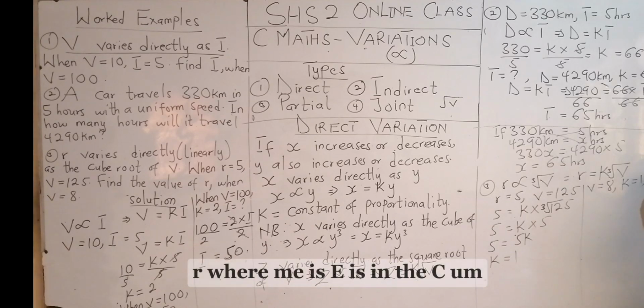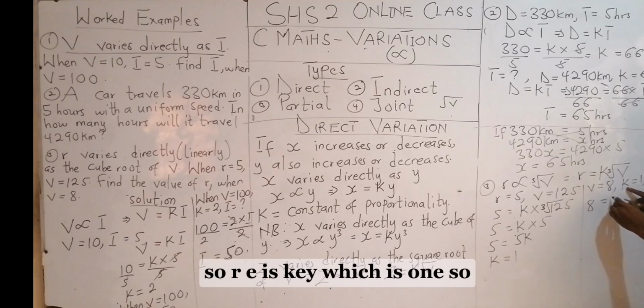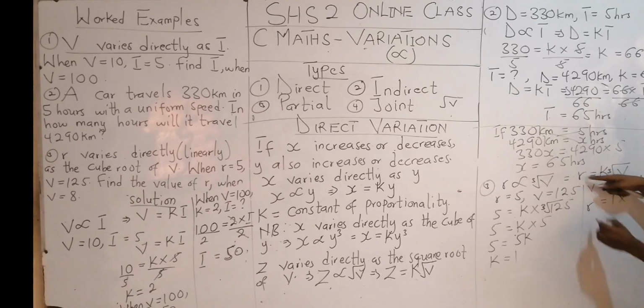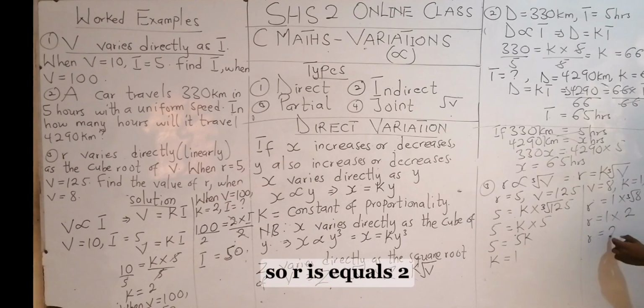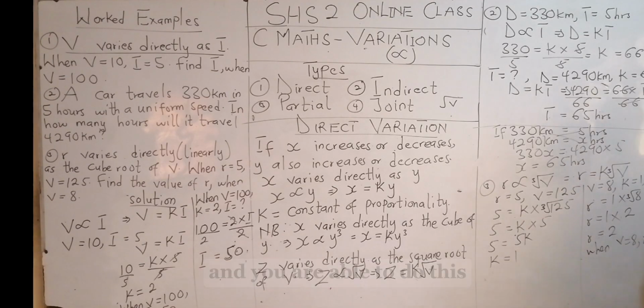R when v is 8, using the same rule. So R is what we are finding. R is equal to k, which is 1, times the cubic root of 8. What's the cubic root of 8? There's a number multiplying itself 3 times to give me 8. That is 2. So R is equal to 2. So when V is equal to 8, R is equal to 2, and you are good to go.